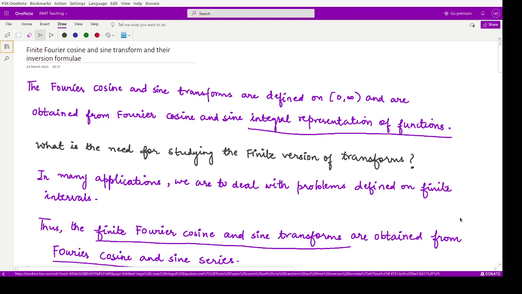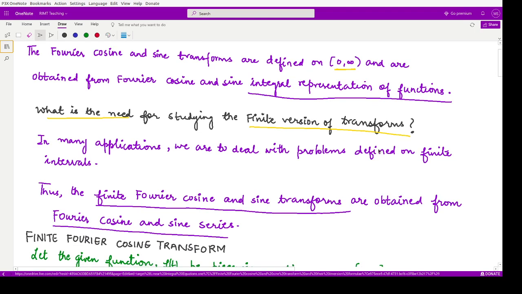Next topic is finite Fourier cosine and sine transform and their inversion formulas. So we have studied until now the cosine and sine transforms in the real intervals, which are defined in the real half interval, say from 0 to infinity. These are the functions that are defined. So what is the need for studying this finite version of such transforms?